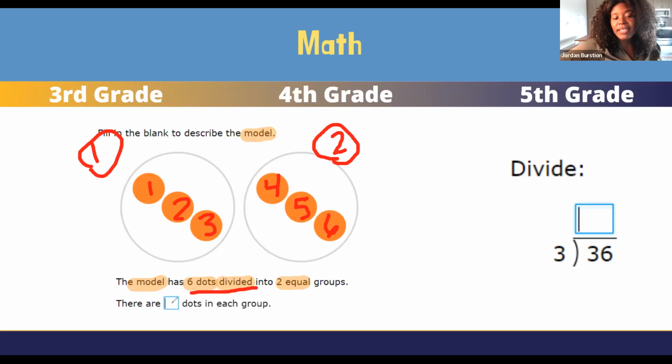Now they told us to fill in the blank, and right here at the bottom there's a blank that asks, there are blank dots in each group? How many dots are in each group? So we can go back and count and see that there's 1, 2, 3 in the first group, 1, 2, 3 in the second group. So I would say there are 3 dots in each group. So tomorrow you can go back and tell your teacher that you learned a little bit of division over the weekend, and you now know that 6 divided into 2 equals 3.